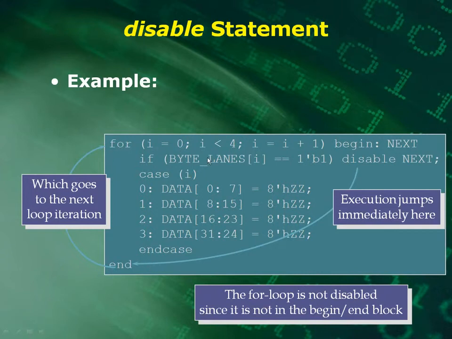It doesn't abort this for loop. It just aborts the begin end block that you've declared here. So be careful with that. The for loop is not disabled since it's not in the begin end block. Remember, you have a for statement, and then you have either a begin end compound statement, which is the same as a single statement, but that doesn't abort the for.